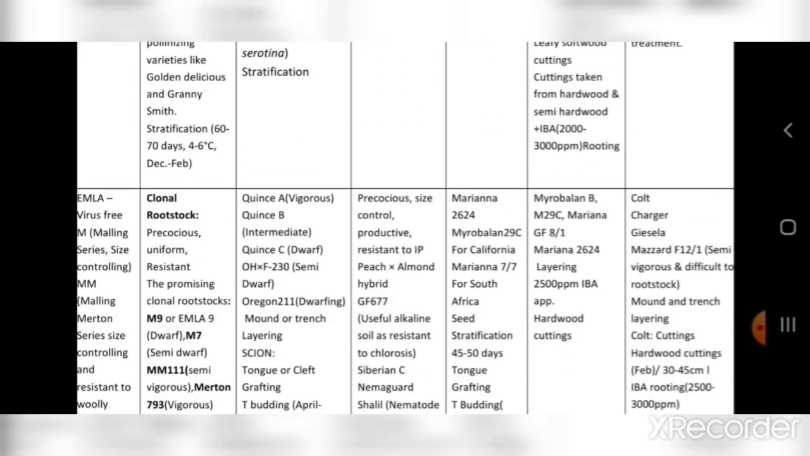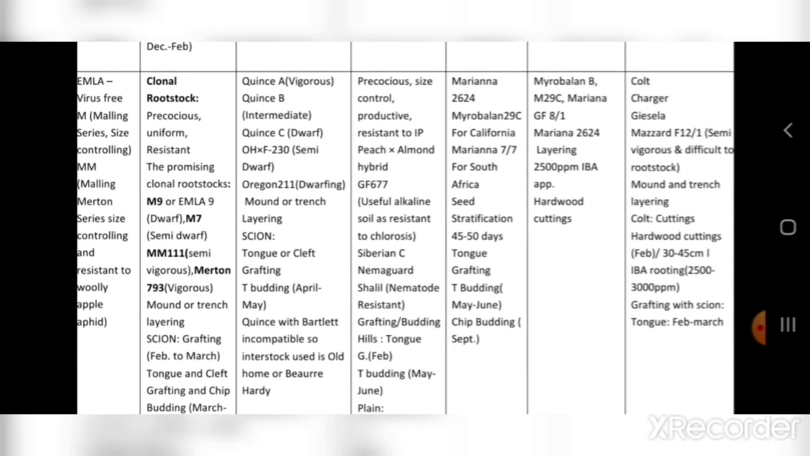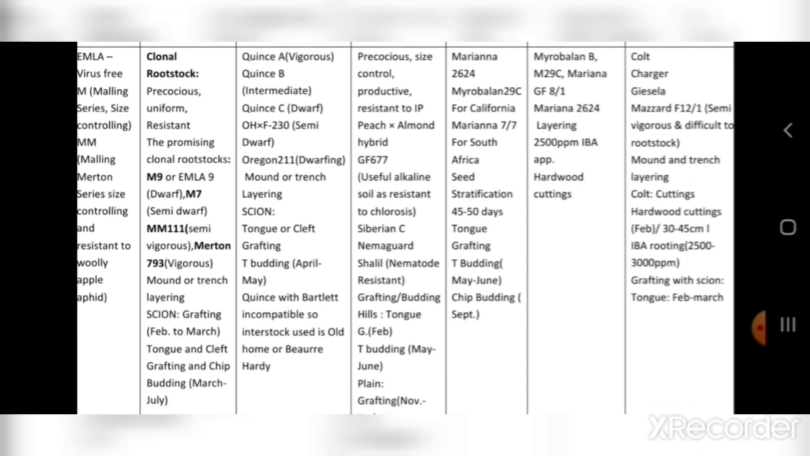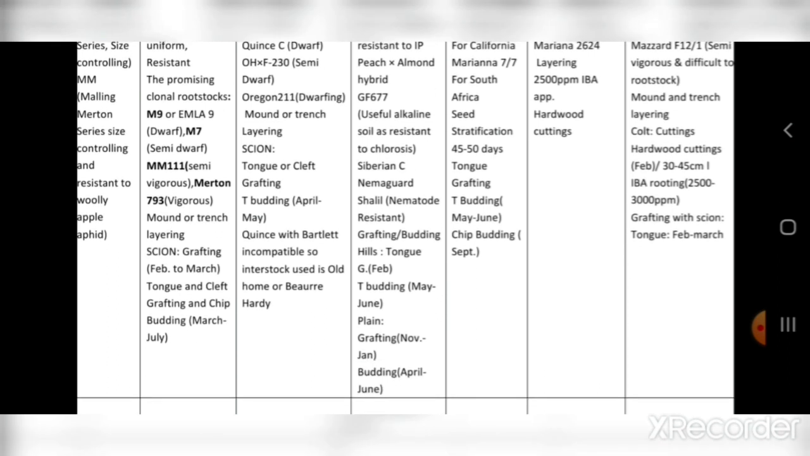Then comes cherry. Cherry clonal rootstocks are Colt, Charger, Gisela, Mazzard F12/1, semi-vigorous and it is very difficult to root. Then mound and trench layering is done. For Colt, hardwood cuttings in Feb, 30 to 45 centimeters length, IBA as rooting hormone, that is 2500 to 3000 ppm, and grafting with scion is done. Tongue grafting can be done, that is from Feb to March.